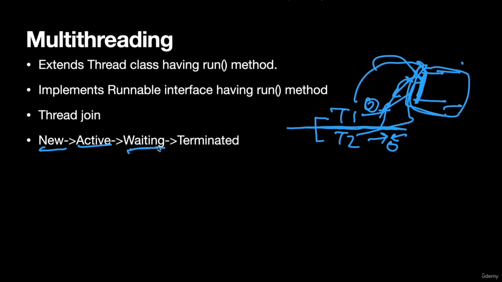So this is the waiting state. And terminated is when the thread completes. It gets terminated. You can terminate the thread prematurely as well, programmatically. But once the thread is completed, it will automatically get terminated.